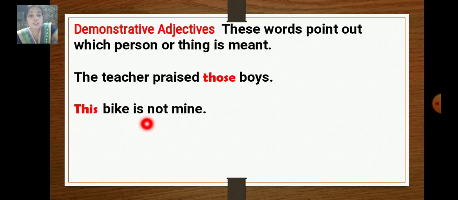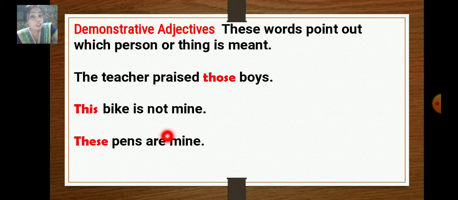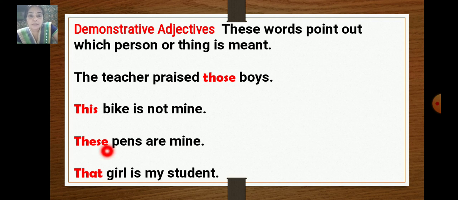This bike is not mine. So which bike? This bike. It gives the answer for which. Which boys? Those boys. Which bike? This bike. So the words this, those, they refer to demonstrative adjectives. These pens are mine. So which pens are mine? These pens. So it is a demonstrative adjective. That girl is my student. So which girl? That girl. So the word that is a demonstrative adjective. So a demonstrative adjective gives the answer to the question which.